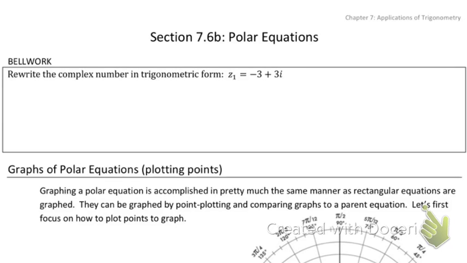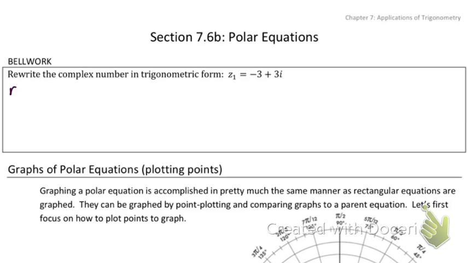We need to rewrite the complex number in trig form. We have z sub 1 equals negative 3 plus 3i. We're not multiplying, so I don't really care which is our z sub 1 and which is z sub 2. Well, the first thing I need, in order to put it in trig form, is r times cosine of theta plus i times sine of theta. So I need an r value, and I need a theta value. So let's find our r value first.